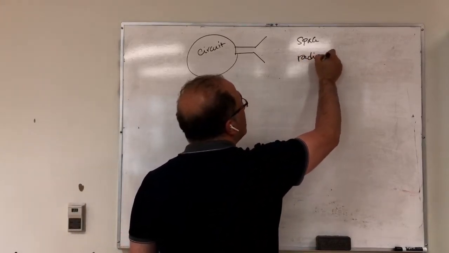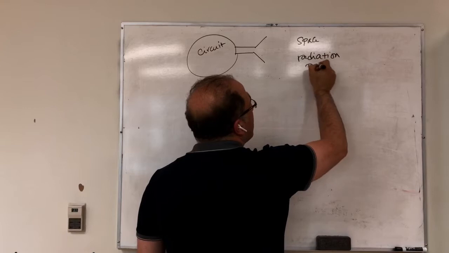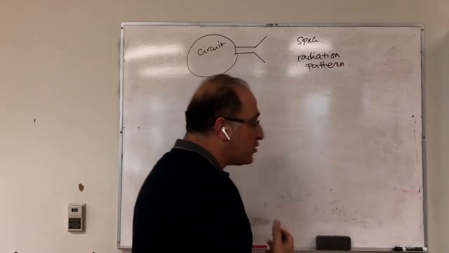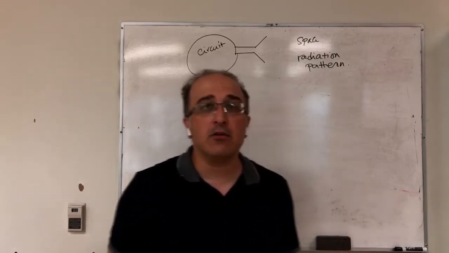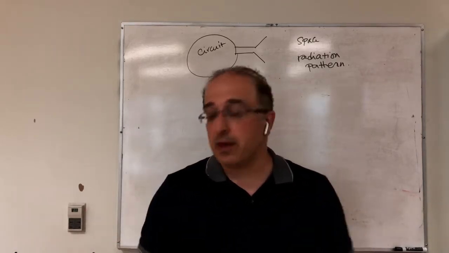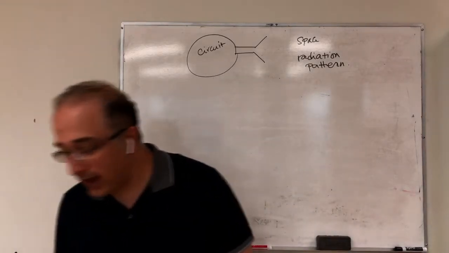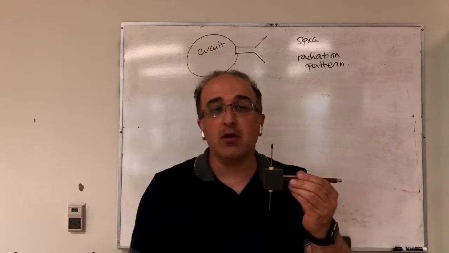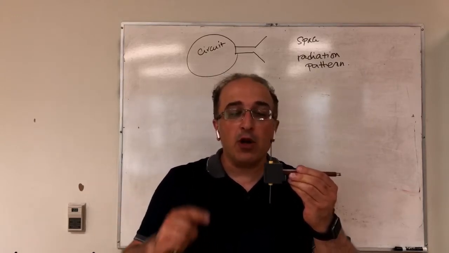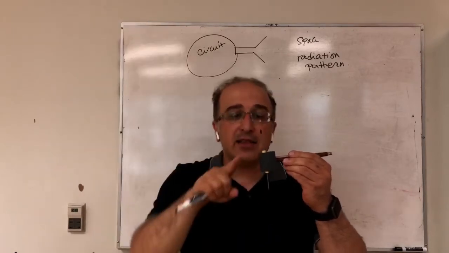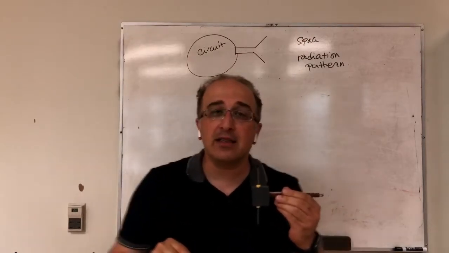So radiation pattern of the antenna. That actually means how the antenna radiates as a function of angles within the space. So for example, if I have this dipole antenna and I give it some amount of power, let's say 1 watt, I want to know how much it radiates in this direction, how much it radiates in this direction, how much it radiates in this direction.